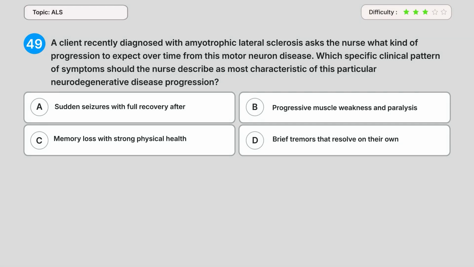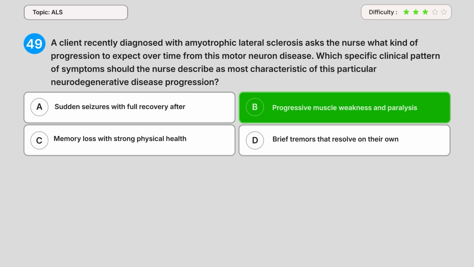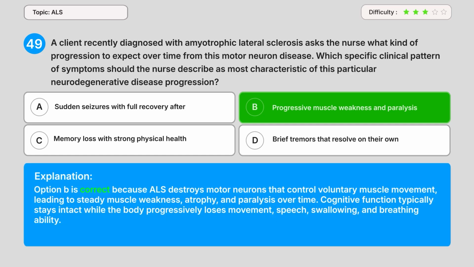Correct answer, B. Progressive muscle weakness and paralysis. Explanation. Option B is correct because ALS destroys motor neurons that control voluntary muscle movement, leading to steady muscle weakness, atrophy, and paralysis over time. Cognitive function typically stays intact while the body progressively loses movement, speech, swallowing, and breathing ability.